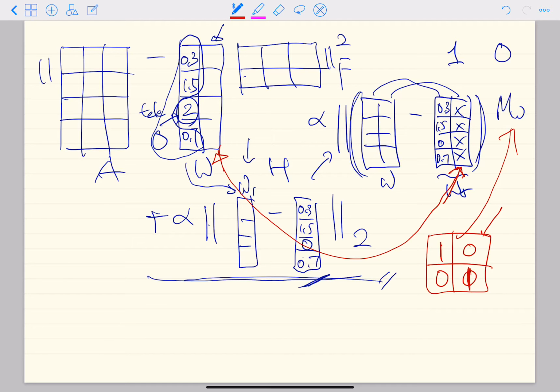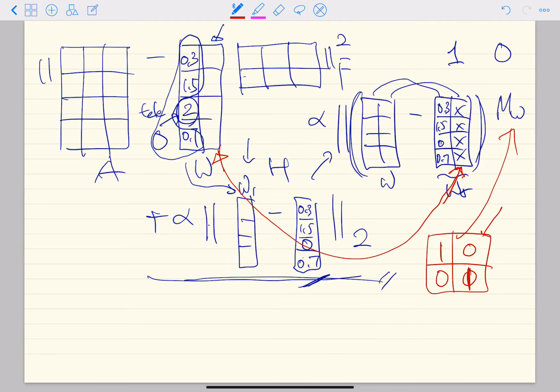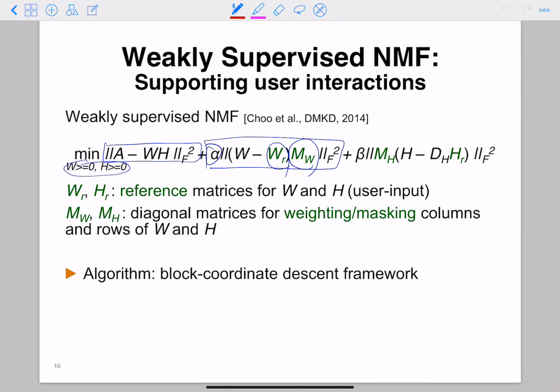So we just start from the identity matrix multiplied on the right, and then we just set one only for those topics that users are involved to change those values. So that is this term.